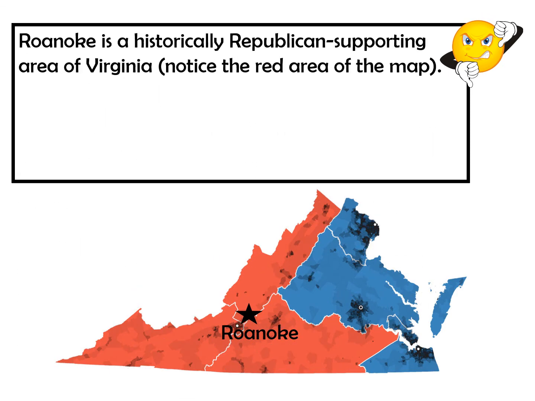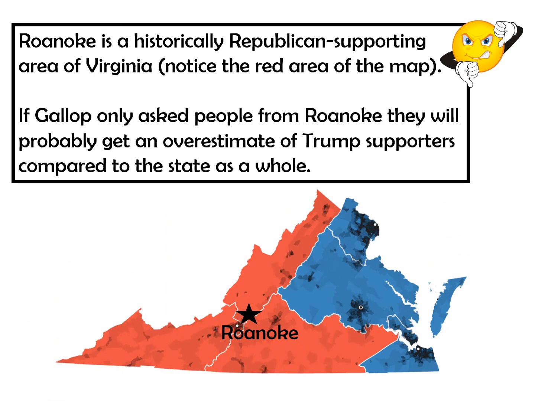So in this particular situation, Roanoke is a historically Republican supporting area of Virginia. Notice how it is in the red section of the map. If you're only going to ask people from a Roanoke supermarket because they're the easiest to reach, that means you're going to get an overestimate of Trump supporters compared to the state as a whole. So there's the bias. The bias is that there's an overestimate of Trump supporters because the location at which you chose is not representative of the entire state of Virginia.